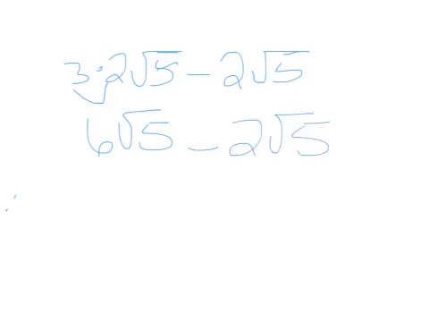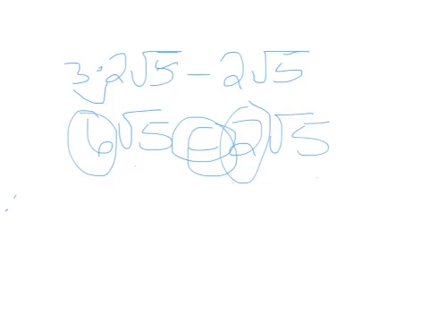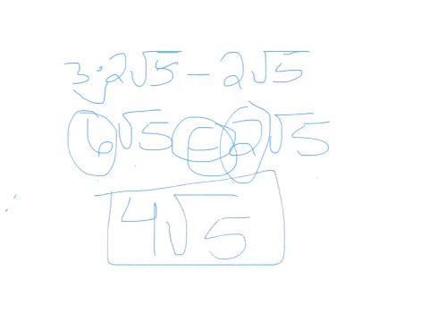Alright, so now I can combine like terms because they both have the same radical, 5 and 5. So now I just have to subtract 6 and 2. So 6 minus 2 will be 4. And the radicals stay the same, so 4 radical 5. And that will be my final answer. So that is how you subtract radicals.